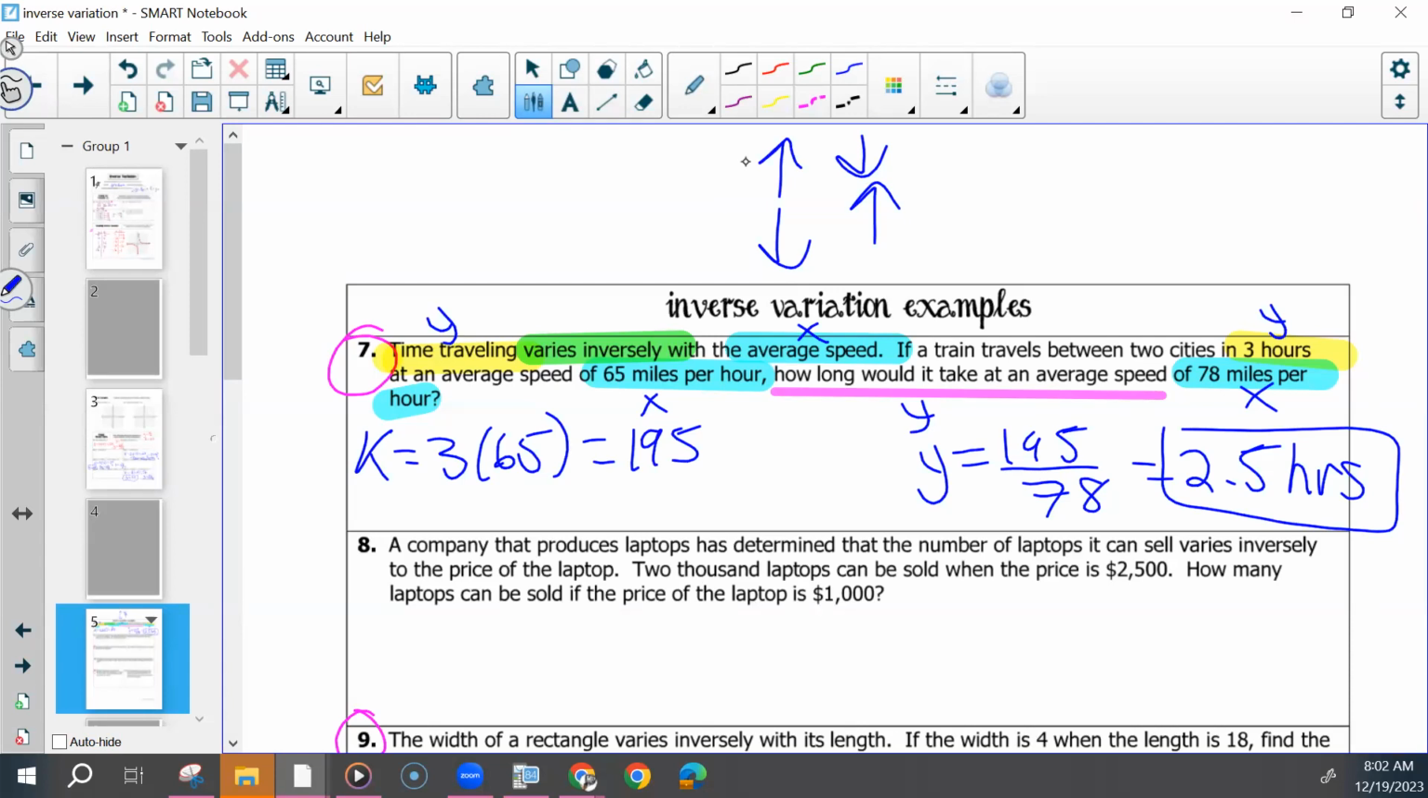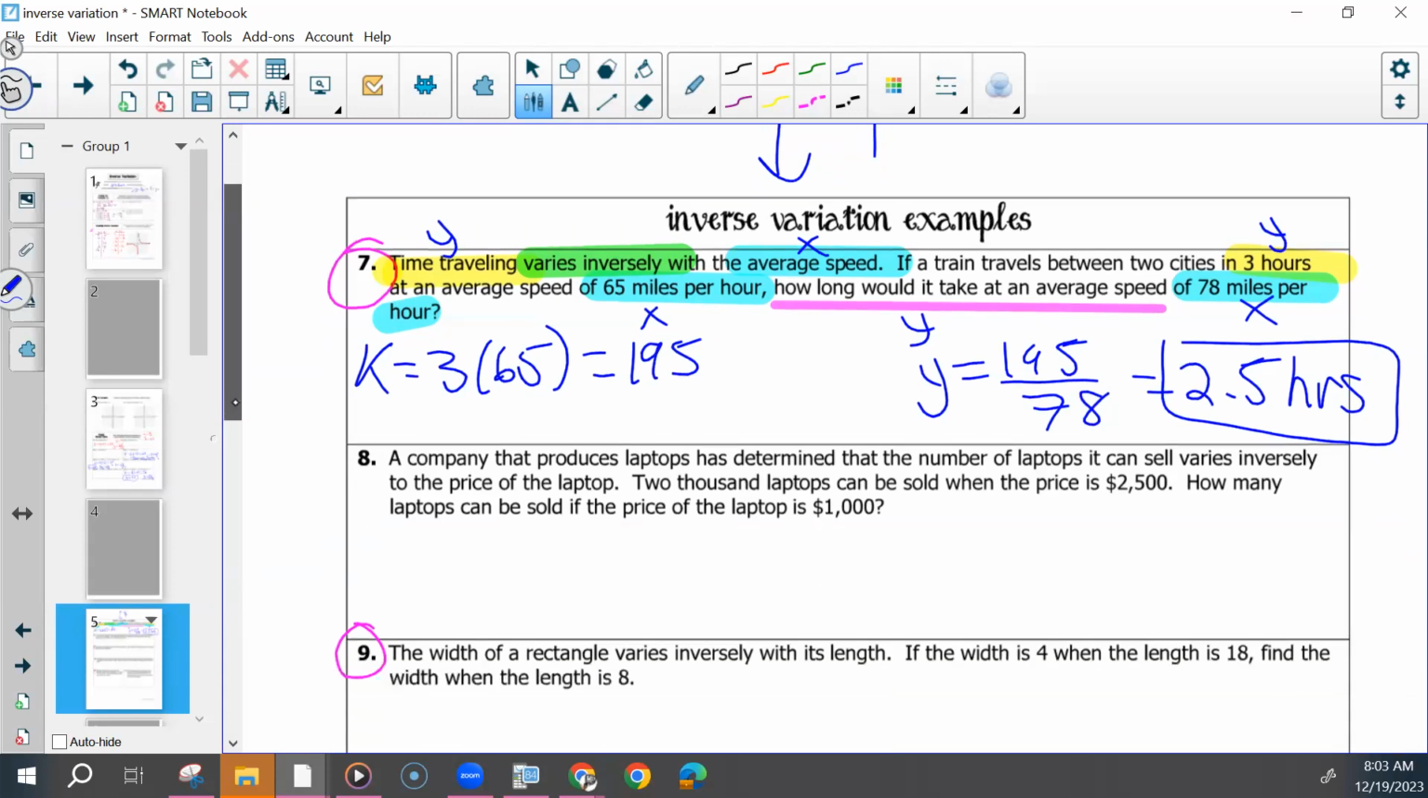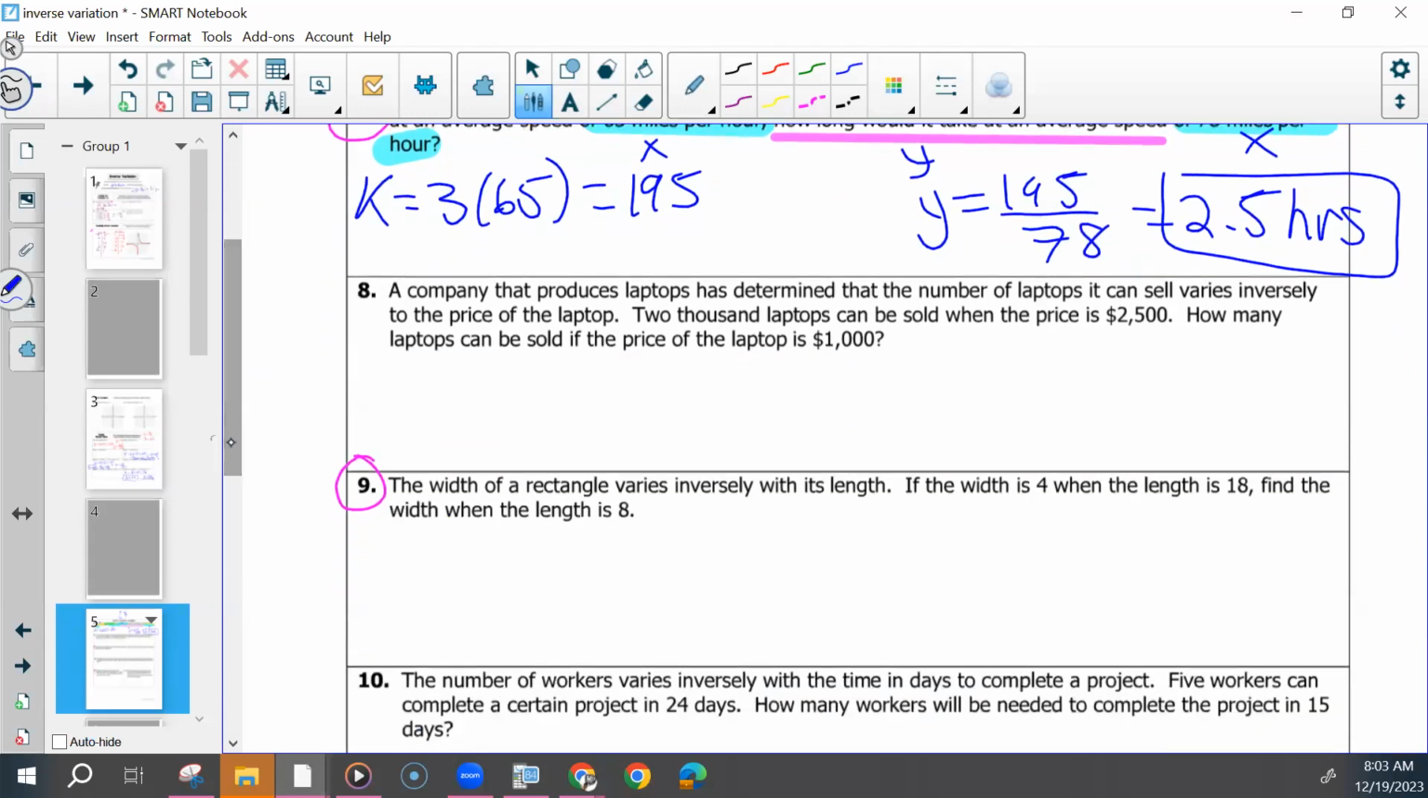All of these problems, 8, 9, and 10 are all solving for y's, but we can do one more of those if you so choose. So I'll let you guys choose 8, 9, or 10. Okay.